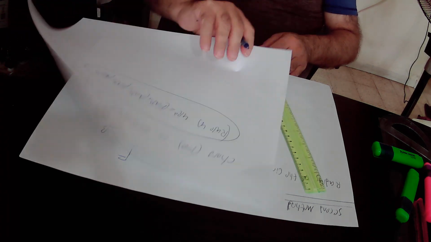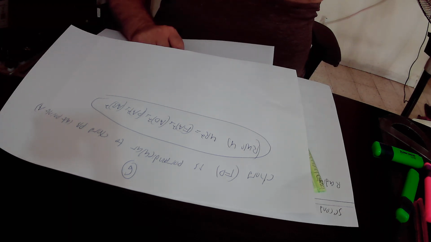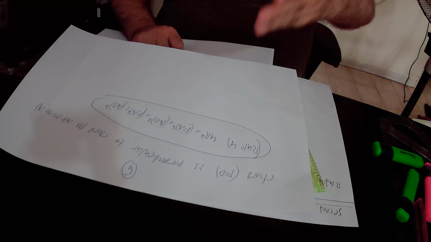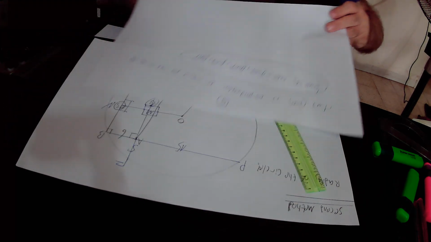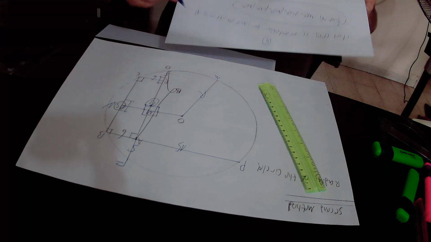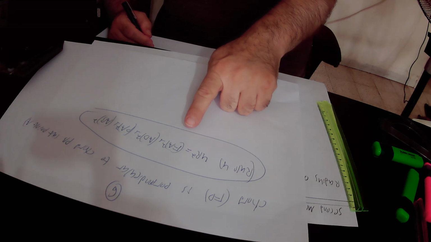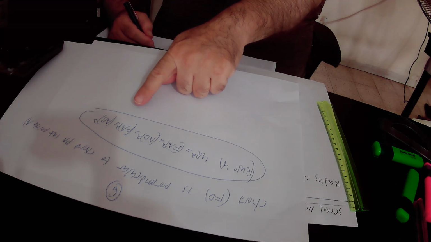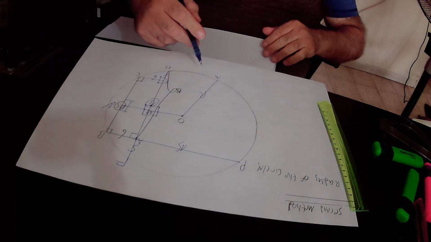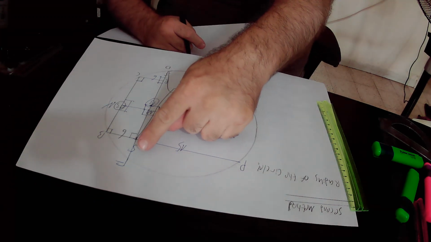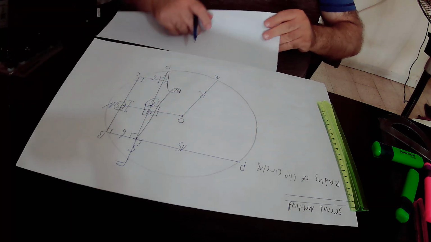I repeat again, because chord FD is perpendicular to chord PB, we can implement here rule number 4. And according to rule number 4, if capital R is the radius of this circle, as you can see here, OM equals capital R, we get that 4R square equals FA square plus AD square plus PA square plus AB square. Okay.